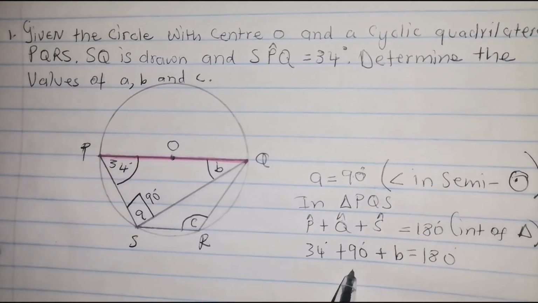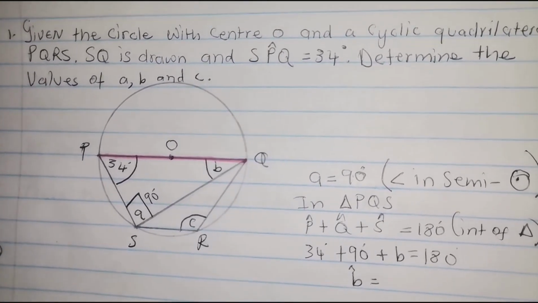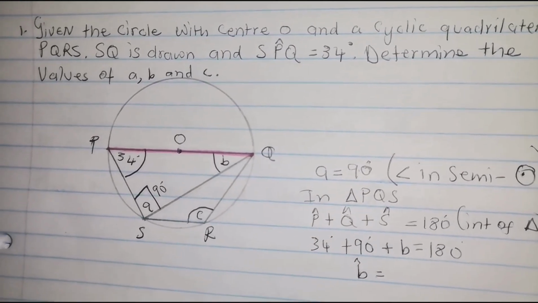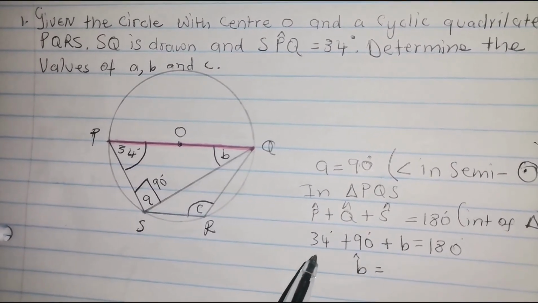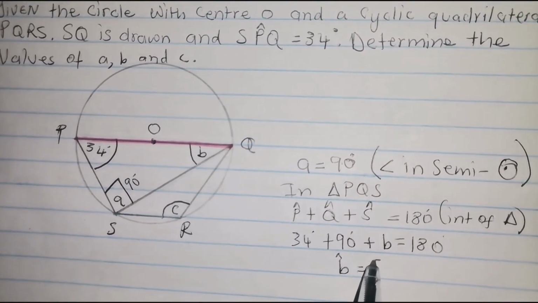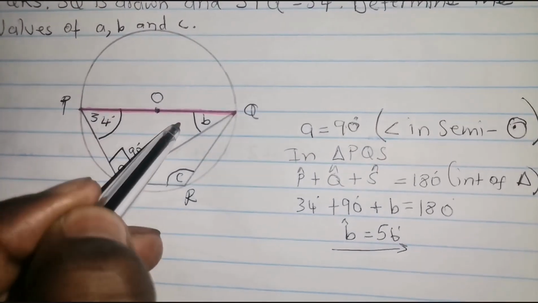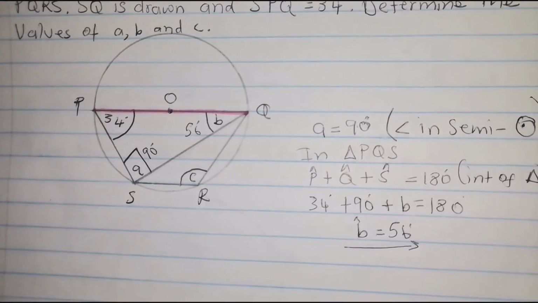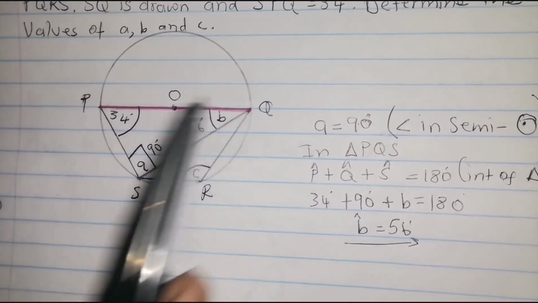Then I'm going to transpose these two angles to the right hand side. So 180 minus 90 is 90. Then 90 minus 34 is 56. Yes, 56 here. You can just use the calculator, it's not a problem, guys. Then the last one is so simple, guys. We want angle C, or angle SRQ.